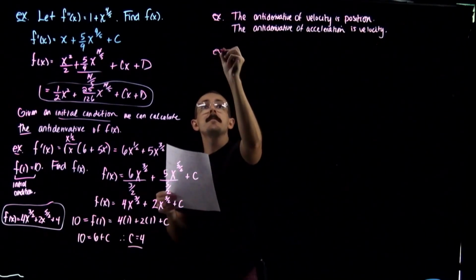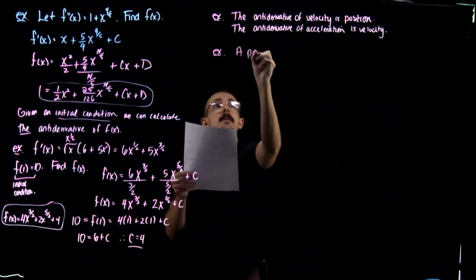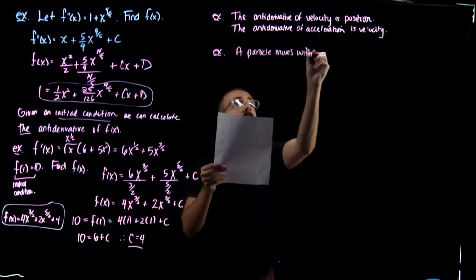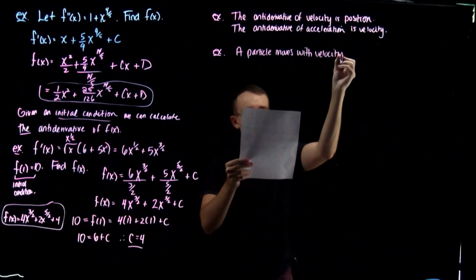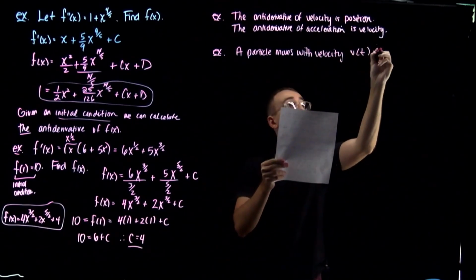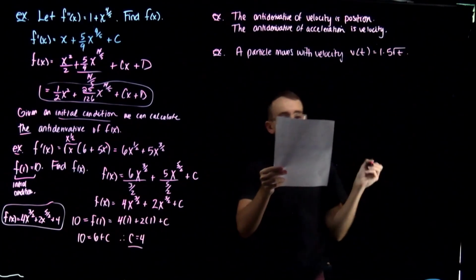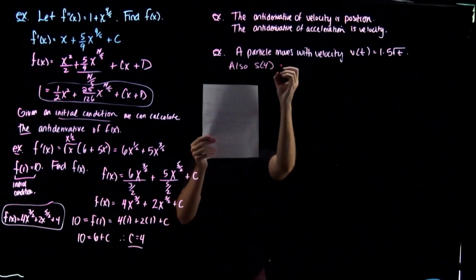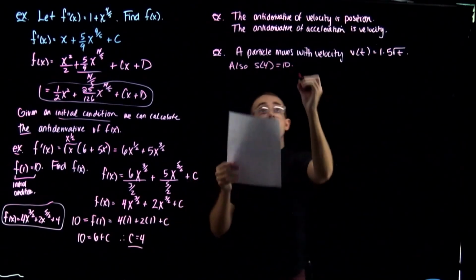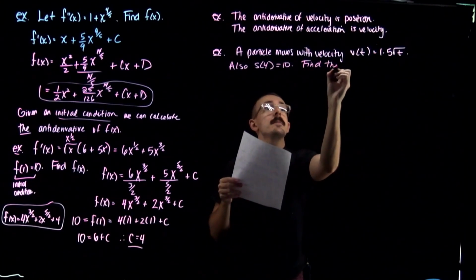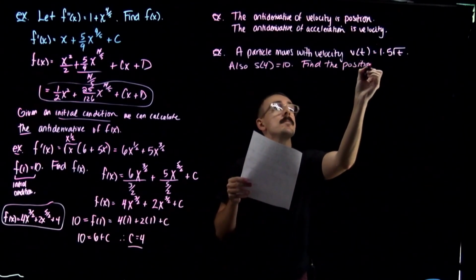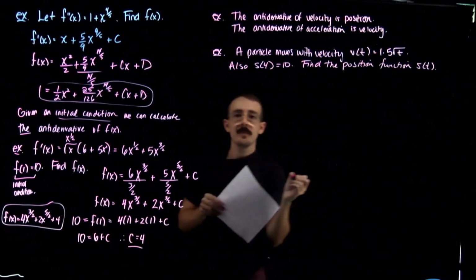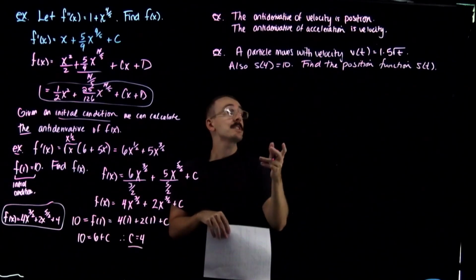So here's my example. A particle moves with velocity v of t equals 1.5 square root of t. Also, we're given the initial condition that s of 4, the position at 4, is 10. Find the position function. And I'm going to label it s of t as usual. All right, so we know the antiderivative of velocity is position, so that's what I'm going to use.